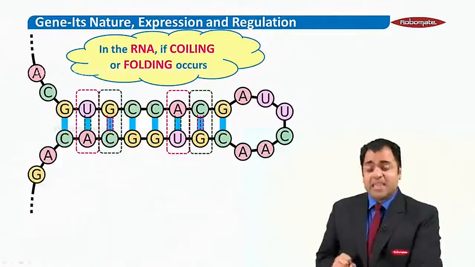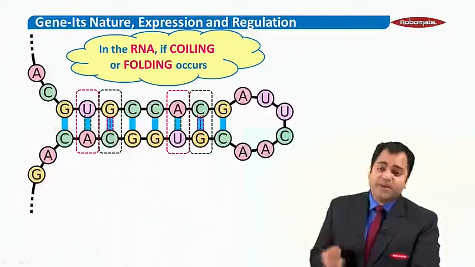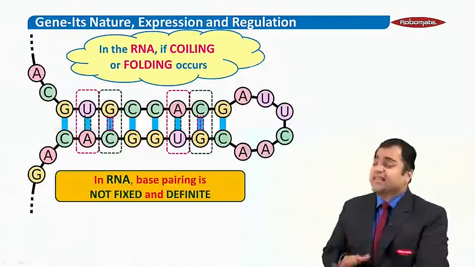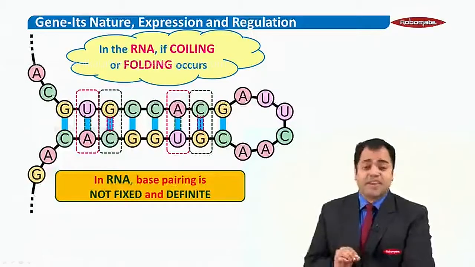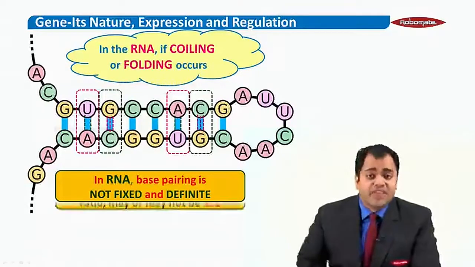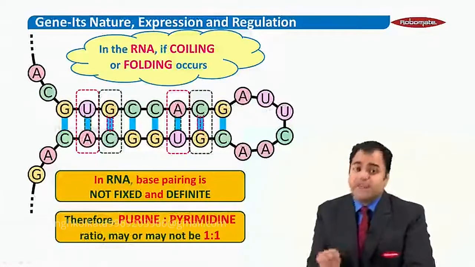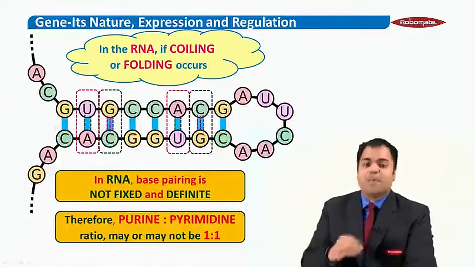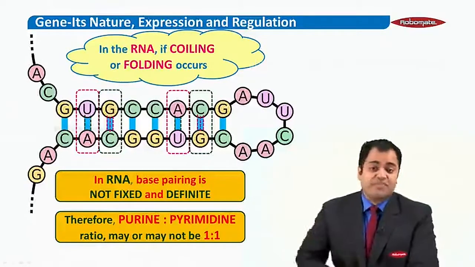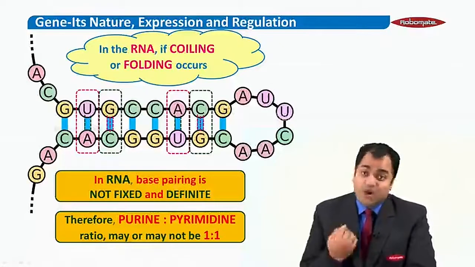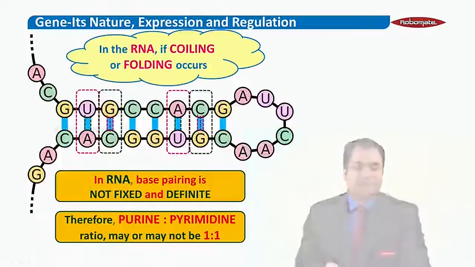Is that okay? Now this is RNA, usually single-stranded or folded upon itself. So I can also say that in RNA, the base pairing is not fixed and is not definite. Is that okay? And because of this, you should also know that in RNA, the ratio between purine and pyrimidine may or may not be 1:1. Right? Because it is a single-stranded molecule. In DNA, it is always 1:1, but in RNA, it may or may not be 1:1. Is that okay?